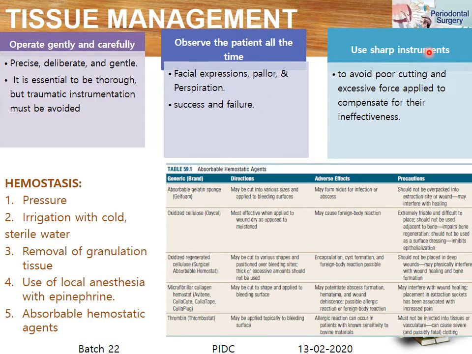Use sharp instruments to avoid poor cutting and excessive force applied to compensate for their ineffectiveness. During the procedure, if you have excessive bleeding, then you need to achieve hemostasis by means of pressure, irrigation with cold sterile water, removal of granulation tissue, use of local anesthesia with epinephrine, or absorbable hemostatic agents such as gel foam, oxygel, hemostat, cola tape, or thrombostatin.